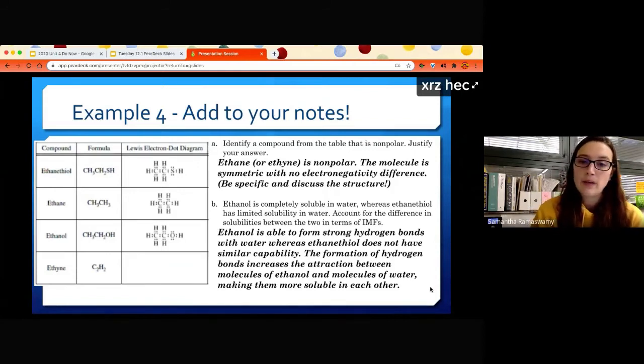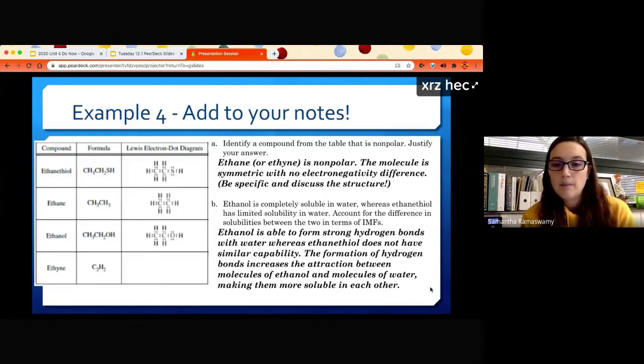And then for part B, like I read some people's responses, ethanol is able to form strong hydrogen bonds with water, whereas ethane thiol does not have that similar capability because, as people said in their responses, ethane thiol only exhibits dipole-dipole forces.